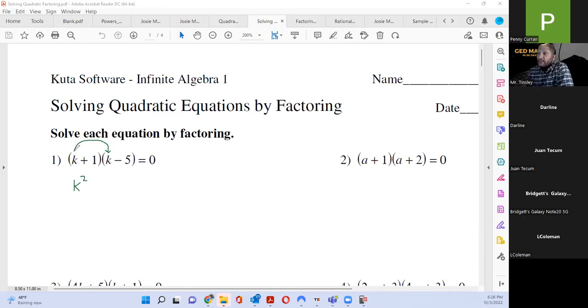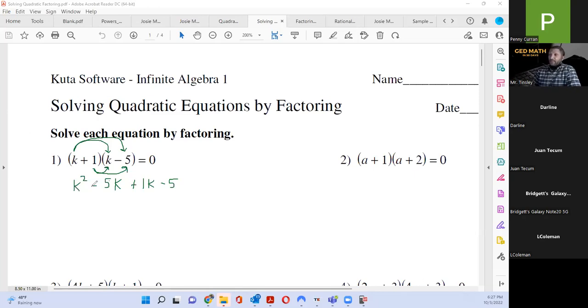And now what am I going to do next? Then I'm going to take the k times the negative 5, which is negative 5k, because the coefficient goes first. What's next? 1 times k, which is plus 1k. Then 1 times negative 5 is negative 5. Correct. So this is one of the skills you have to be able to do on your GED exam. You must know how to multiply binomials. If you notice, solving quadratics and multiplying binomials are closely associated concepts.